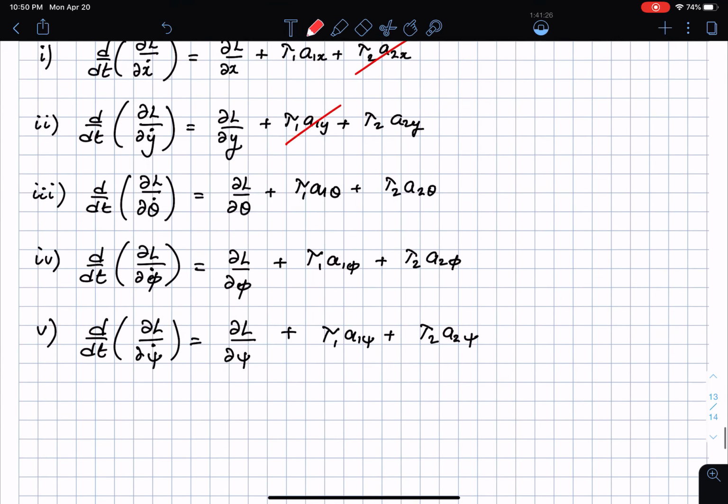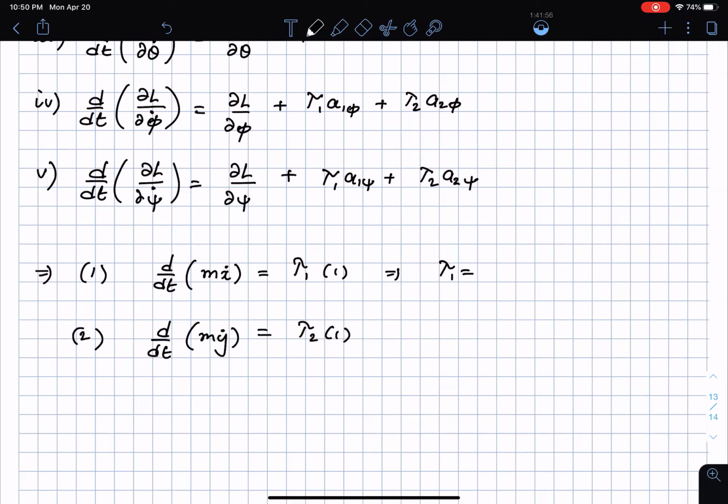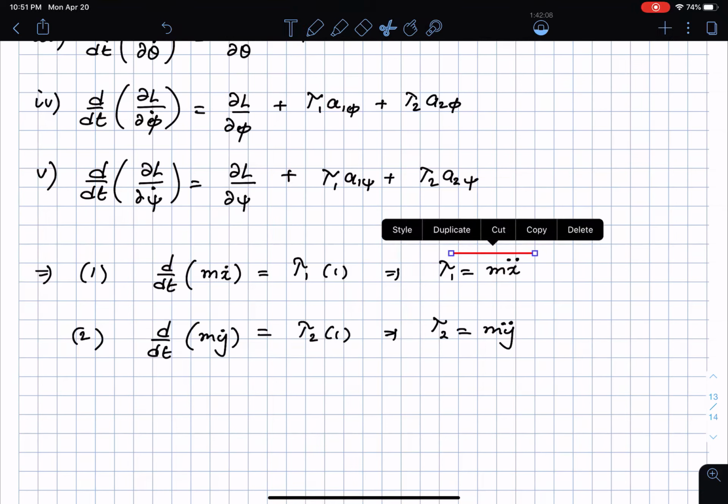Okay, so after the substitutions, here is what I end up getting. So this tells me from the first one I'm going to be getting d by dt of mx dot is going to be lambda 1. Okay, so that's going to be lambda 1 times 1. Then from the second one I'm going to be getting d by dt of my dot is going to be lambda 2 times 1. So this essentially tells me that lambda 1 is mx double dot. This tells me that lambda 2 is my double dot. I'm going to put a box around these guys because I will need them again.